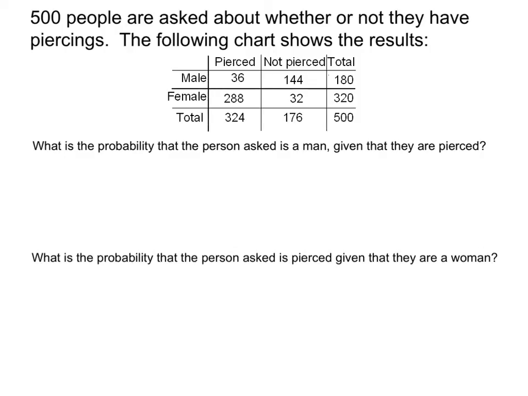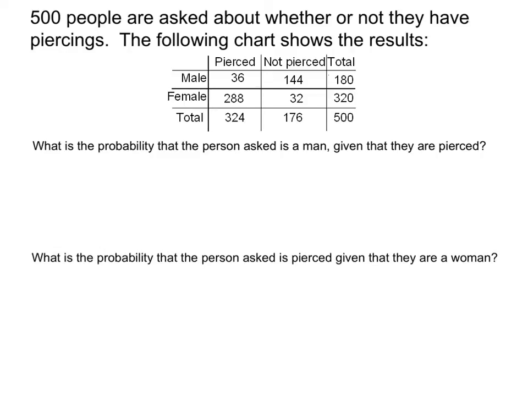So this problem reads, 500 people are asked about whether or not they have piercings. The following chart shows the results. Then it says, what is the probability that the person asked is a man, given that they are pierced? And what is the probability that the person asked is pierced, given that they are a woman?